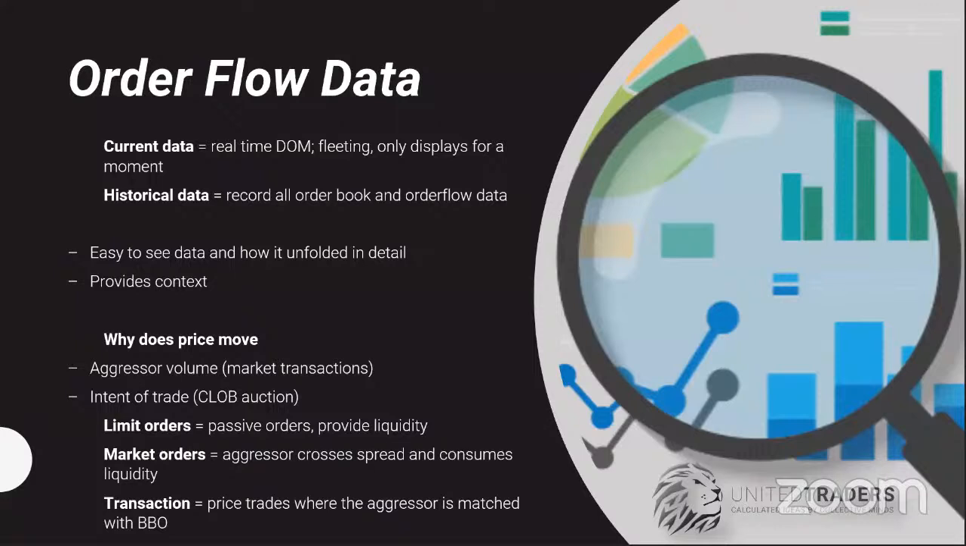Let's talk a quick bit about order flow data. Current data equals the real-time depth of market. It's fleeting and it only displays for a current moment. So when you see price ladder traders, a lot of prop firms, they have their guys trading on price ladders instead of charts. That's kind of what it's talking about.